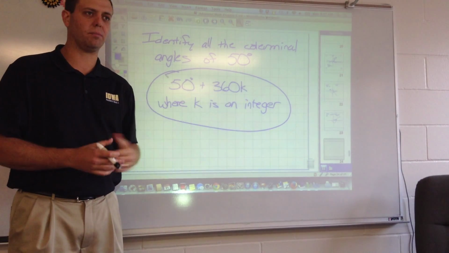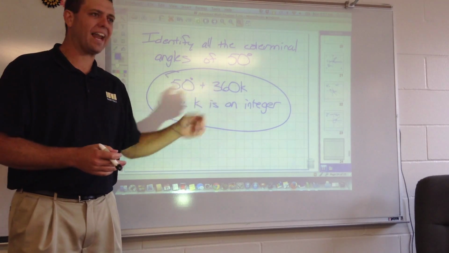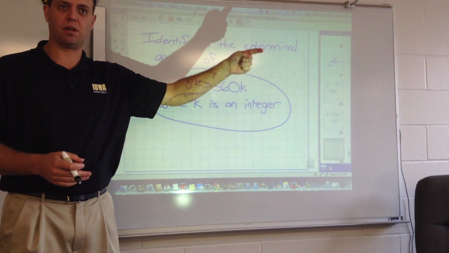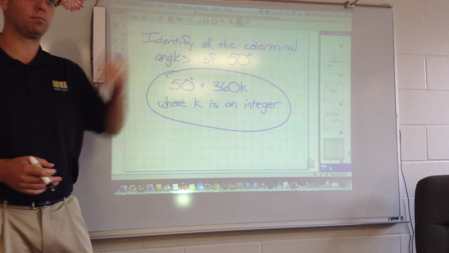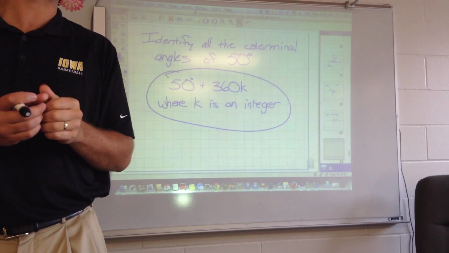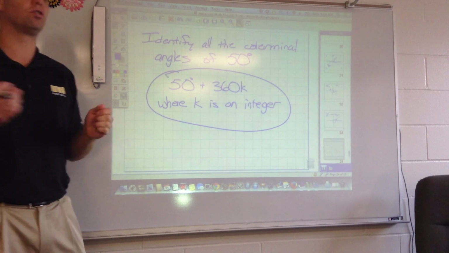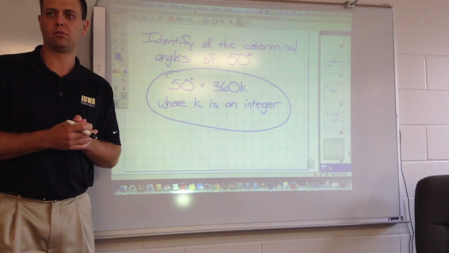Because if k is a decimal, then you're not adding a full circle. You with me on that? You've got to add a full circle to get back to the same spot. If you only add half of a circle, you're not at the same spot and therefore would not be at a coterminal angle.